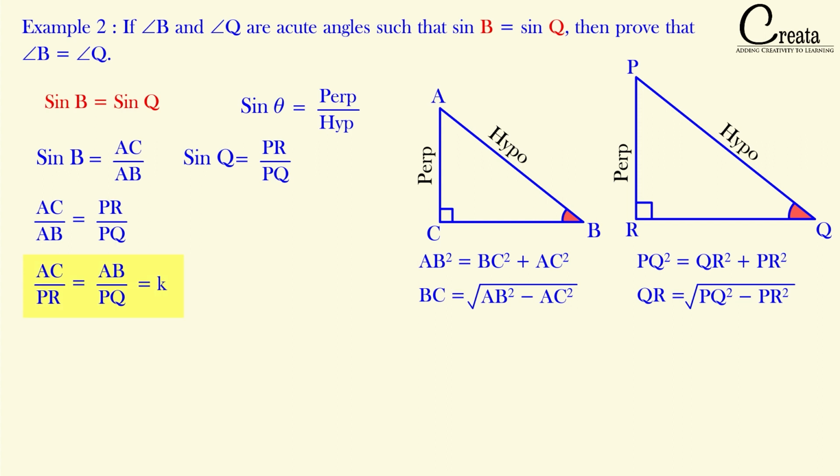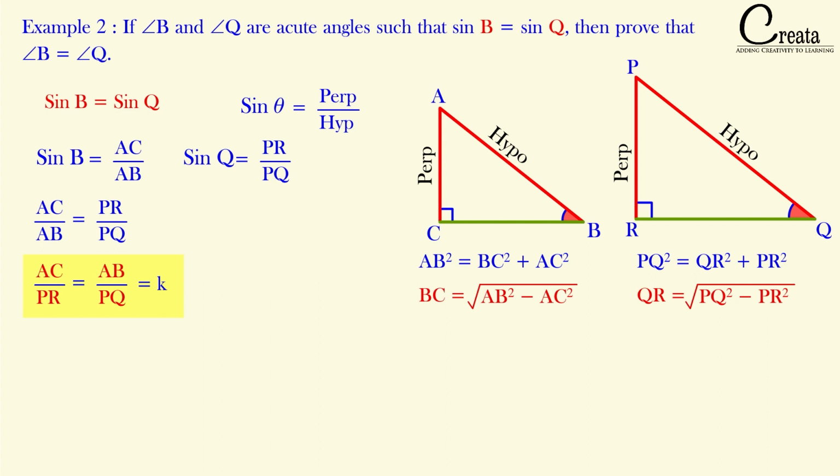In this equation, we are having AC and AB and PR and PQ, the two sides of the triangle. The third side is missing in this equation. For the third side, we have applied the Pythagoras theorem and we got BC and QR. Here in this equation, we are having the ratio of AC upon PR and also AB upon PQ, that is the ratios of the corresponding sides of both the triangles.